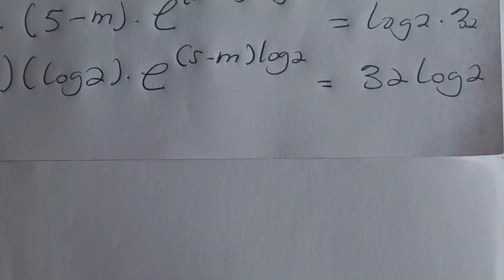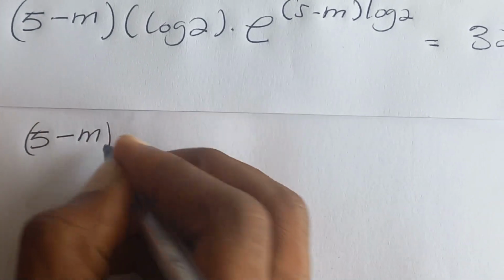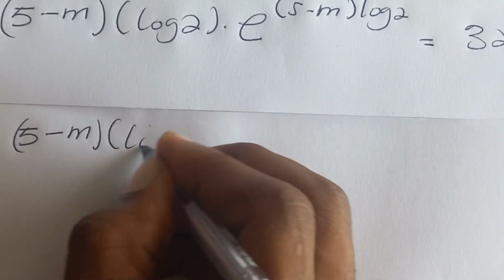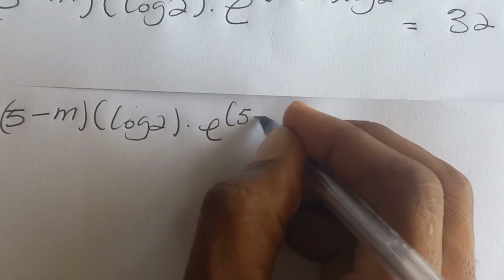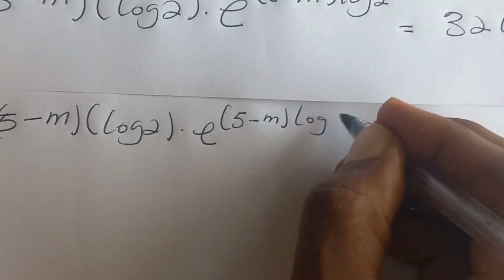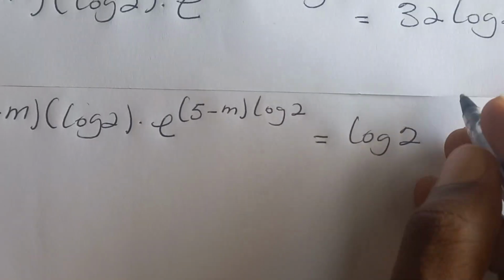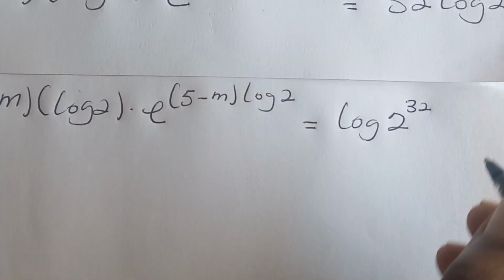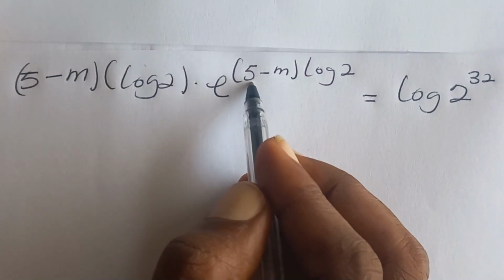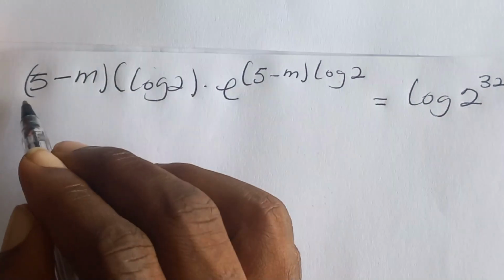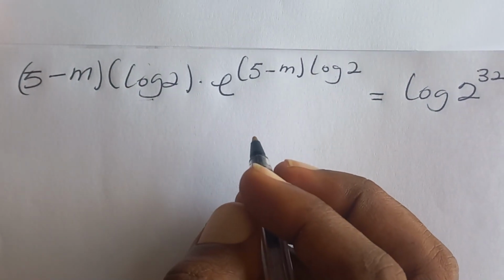And this is the same as 5 minus m, multiplied by log 2 multiplied by e exponent 5 minus m log 2 is equal to log 2 exponent 32. Now, looking at this, looking at the exponents of the natural log and this, they are the same. So for me, we can apply the Lambert W function.